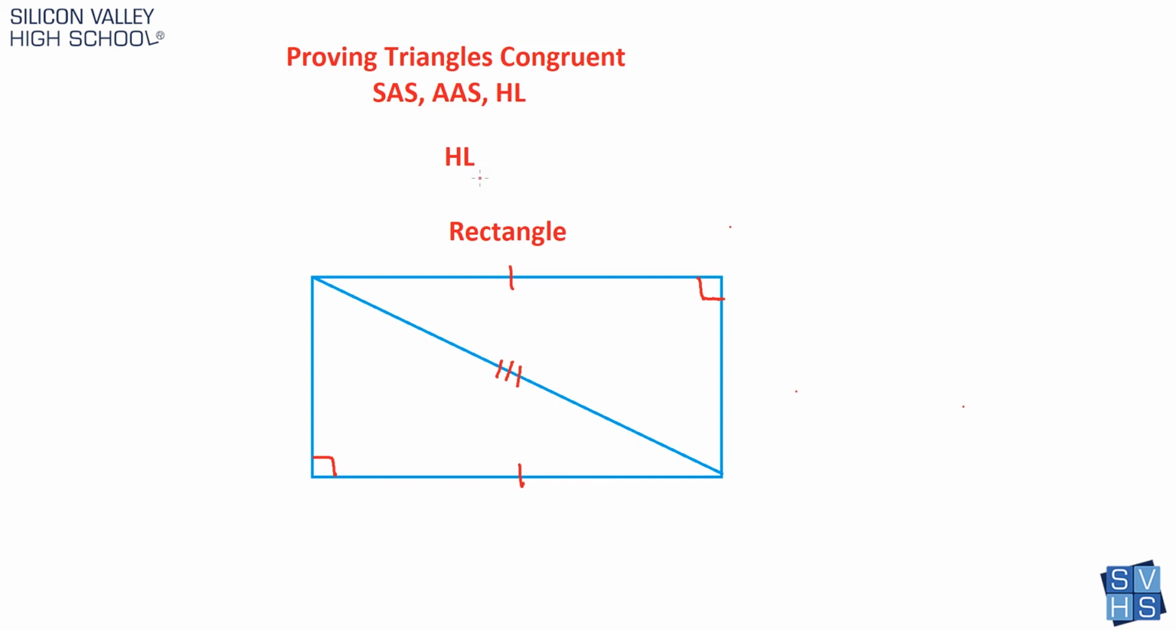So those are the proofs: side, angle, side, angle, angle, side, and hypotenuse, leg. They're pretty easy. Teachers are creative and they can mess with you and try to make it confusing, but overall that's how they work. Again, focus on order. Order matters, and if you keep an eye on that, these are definitely doable.